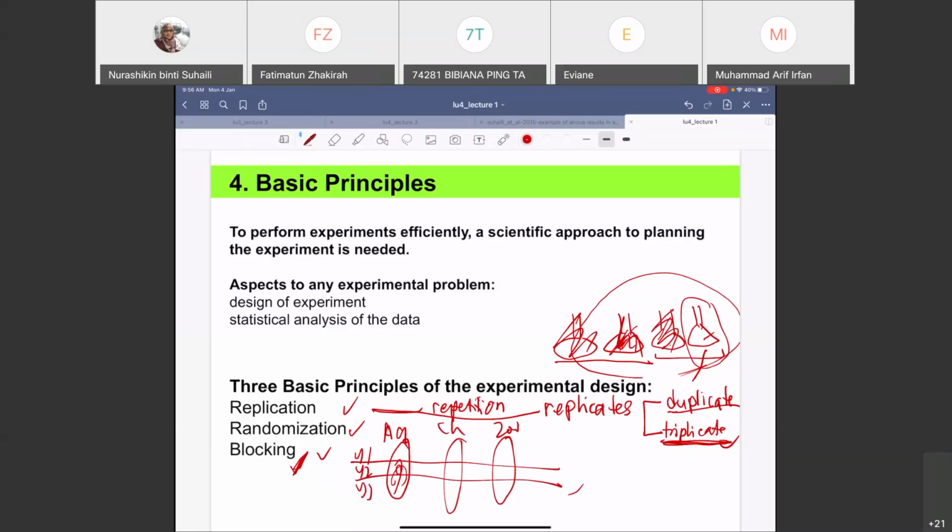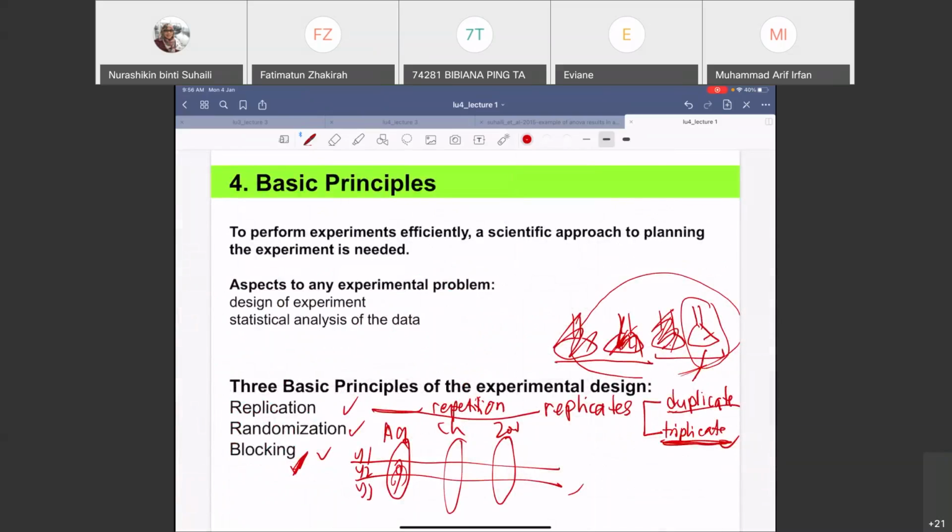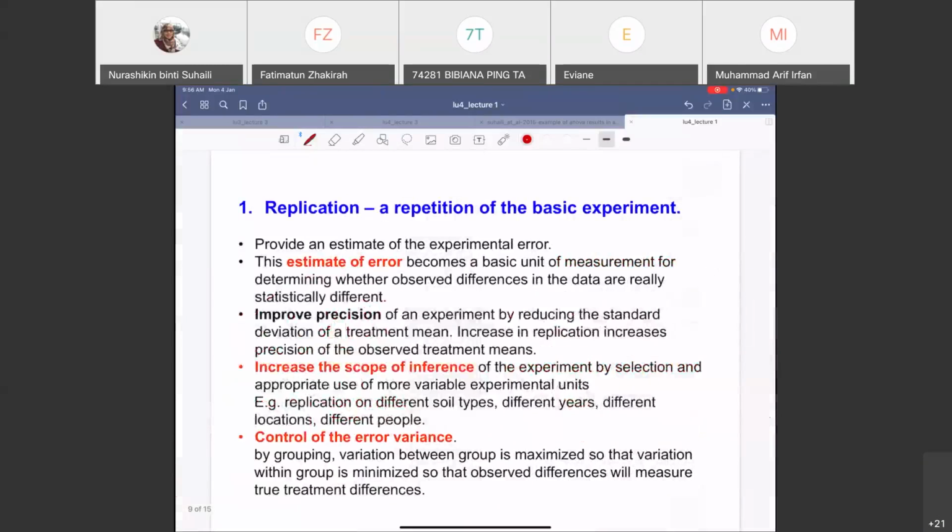It depends also, it's not that in all cases blocking is required. Sometimes some of the cases might not really need blocking. So it depends on your studies. But those are the three concepts in experimental design: replication, randomization, and blocking. So this is just the details. For the details, I have explained it. Replication is to increase the scope of inference, to improve precision.